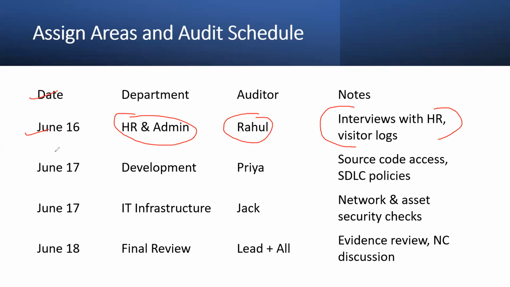On June 17, which department will be evaluated? The development department. And who is going to do this? Priya is going to evaluate it. First of all, Priya is going to check the source code access and SDLC policies as well. There will be multiple things you can do. I have mentioned a few items here, but there are lots of things we are going to look into, including the policy documents.